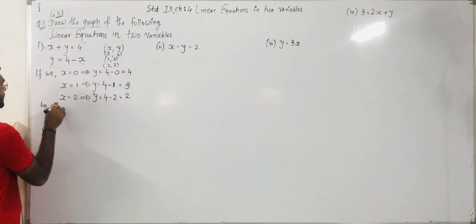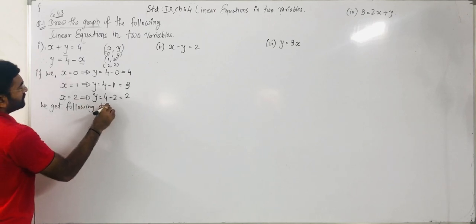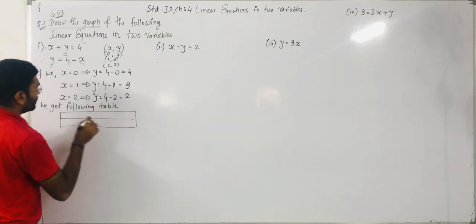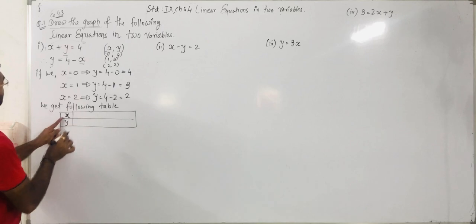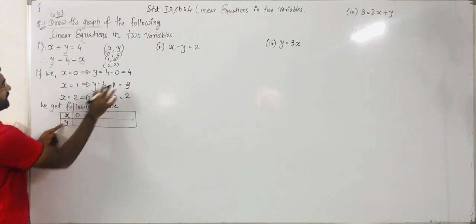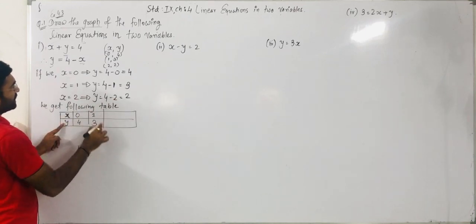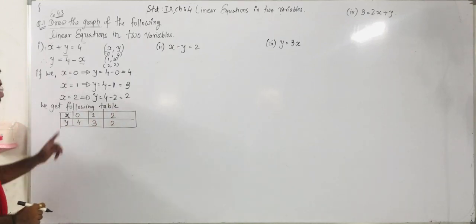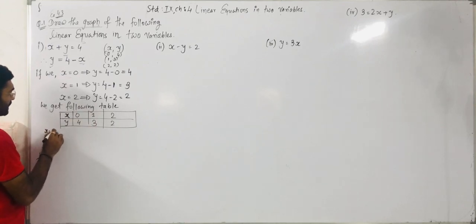So we get the following table. We have to make a table in which we define the x coordinate value and the y coordinate value. When x is 0, y is 4. When x is 1, y is 3. When x is 2, y is 2. So what do we have to do? These three coordinates we have to plot on the graph.